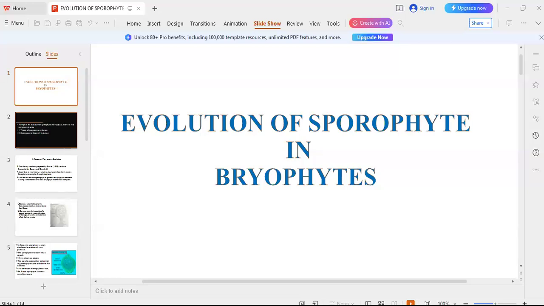Evolution of sporophyte in bryophytes. Evolution of sporophyte in bryophytes is a very important topic.